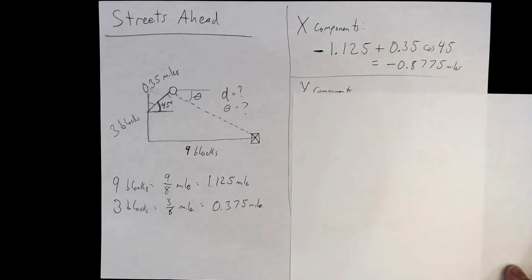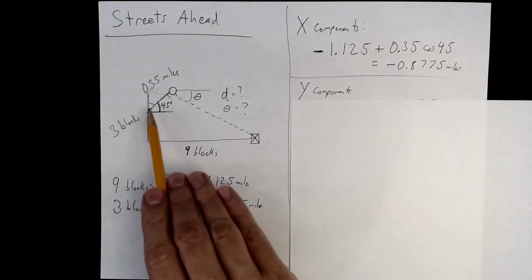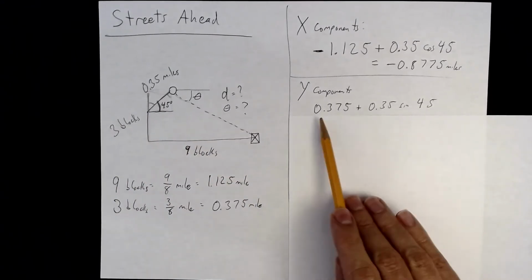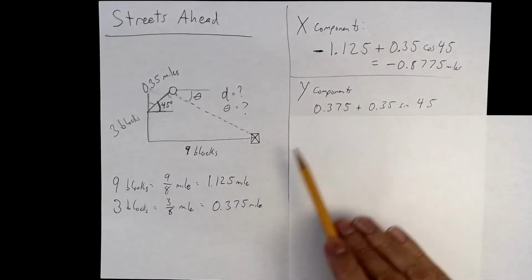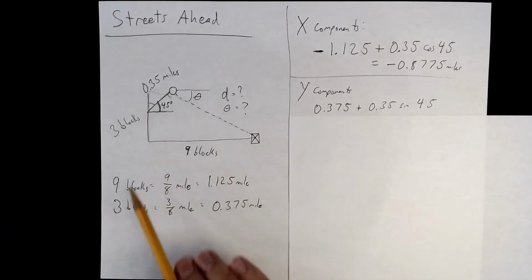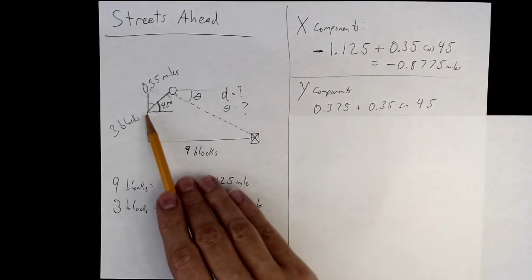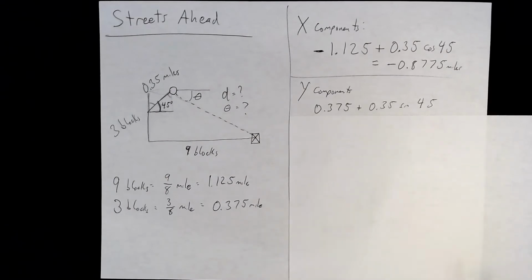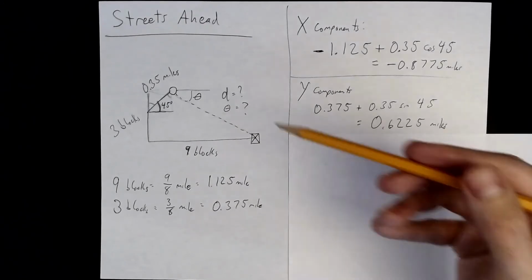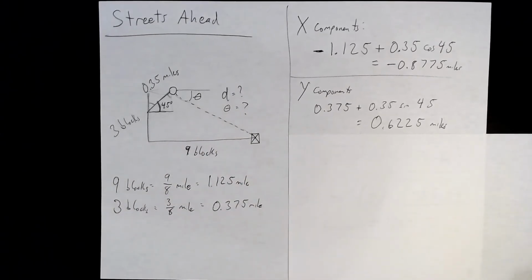We can also figure out the y component, which is just going to be this, 0.375 miles north on that 3-block stretch, plus 0.35 miles times the sine of 45. The y component is generally sine, as long as you're measuring like that. And we add them up, and we get 0.6225 miles. So I ended up 0.6225 miles more north than I started out.